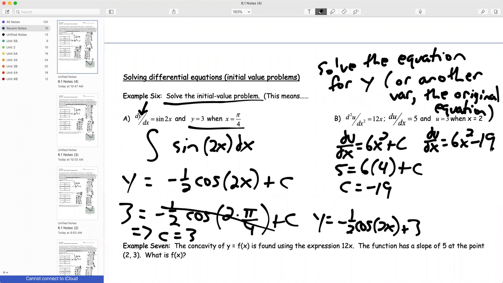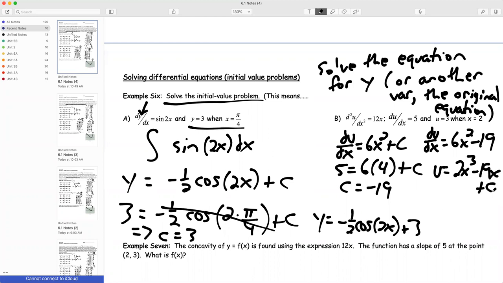So I'm going to repeat the process again. The antiderivative of du dx will give me, hold on, the variable will be u, right? Because it's with respect to u. And the antiderivative of 6x squared is 2x to the third, minus 19x, plus c.